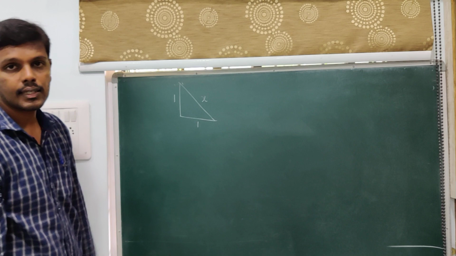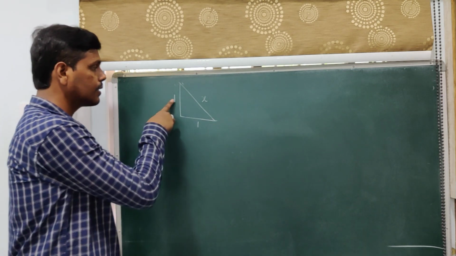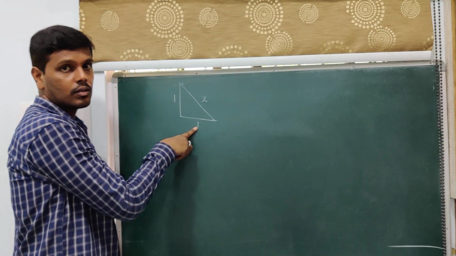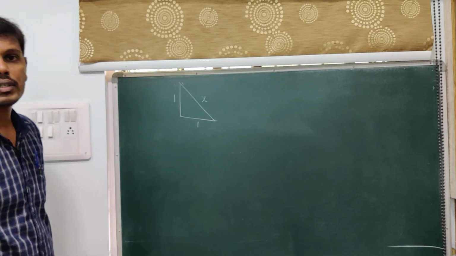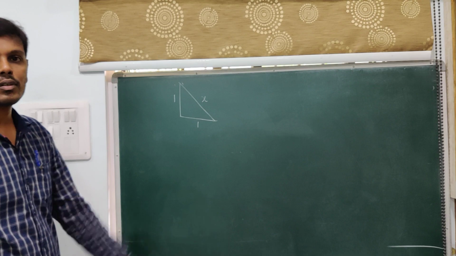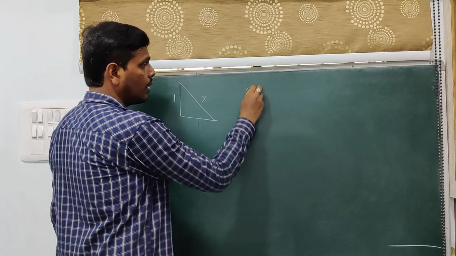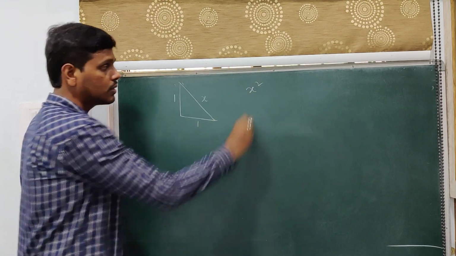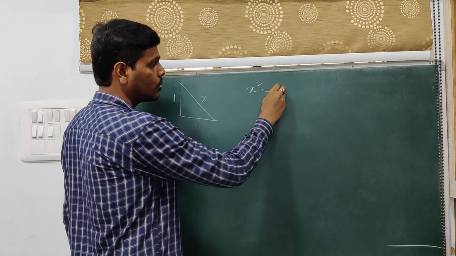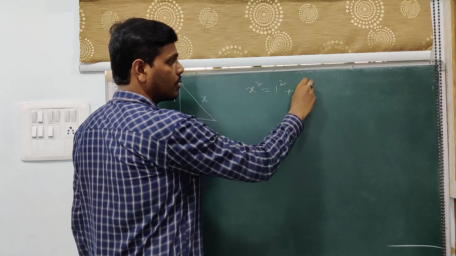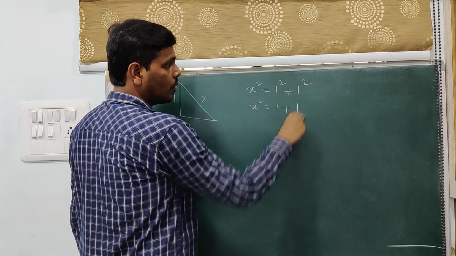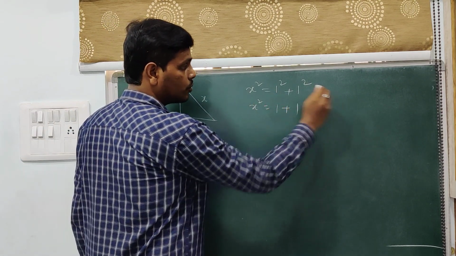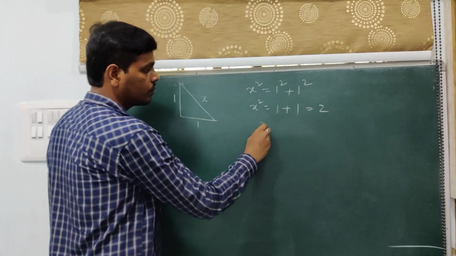Since you have constructed a right angle triangle, I can say that these three numbers are Pythagorean triplets because they are the sides of a right angle triangle. Hence, I can conclude that they are Pythagorean triplets. Since they are Pythagorean triplets, I can write the largest side square is equal to the sum of the squares of the other two sides. That is 1 square plus 1 square. Now x square is equal to 1 square is 1, 1 square is 1, 1 plus 1 is 2. So x square is equal to 2.